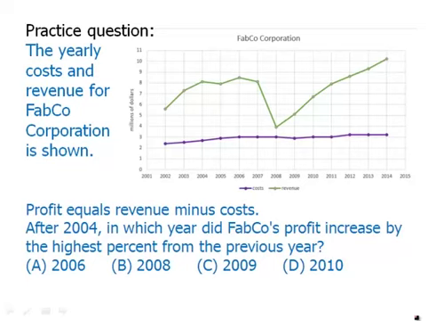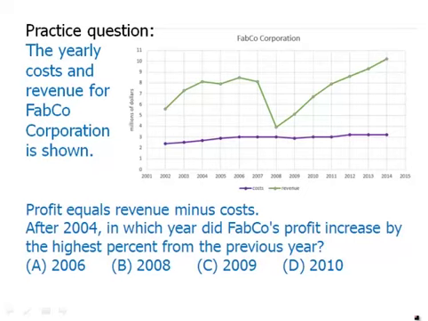Okay, so the yearly costs and revenue for Fabco Corporation is shown. So it looks like the costs, the purple line, stay more or less flat along the bottom, where the revenues seem to be fluctuating wildly. They're kind of going up. There was a big drop in 2008, presumably because of the subprime mortgage crisis. And then after that, it rose steadily.